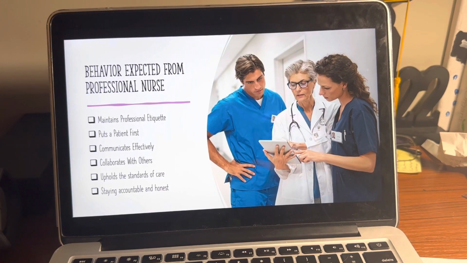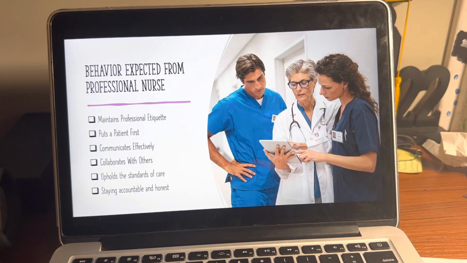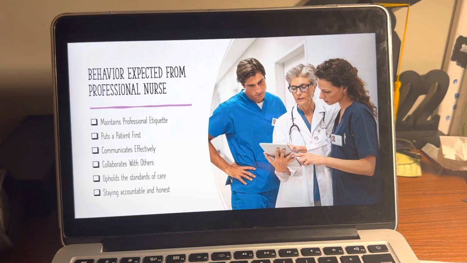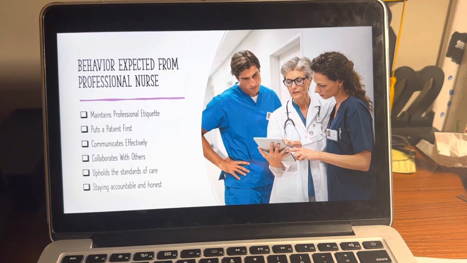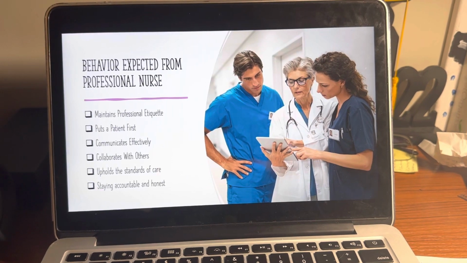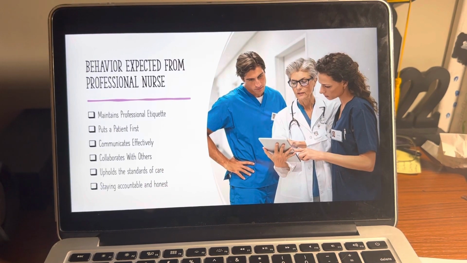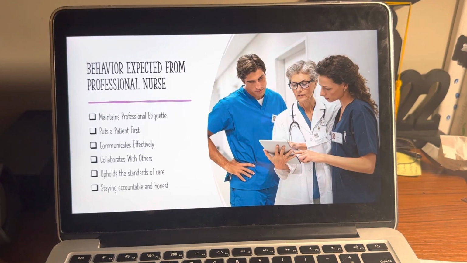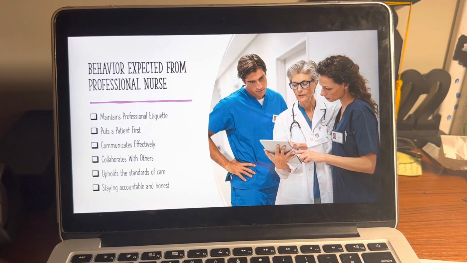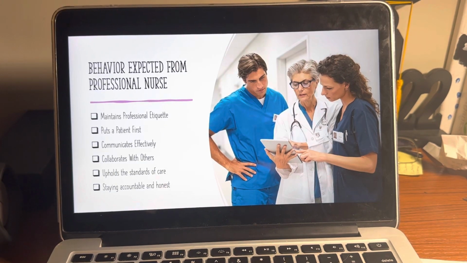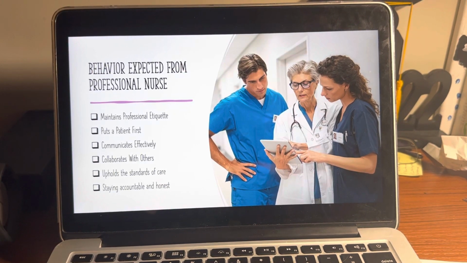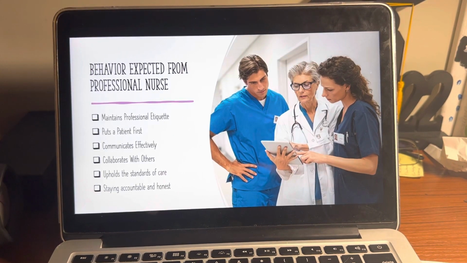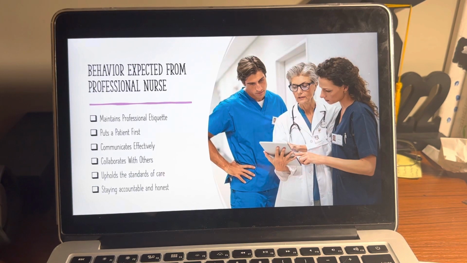Another expectation of a professional nurse that people have is putting the patient first, which means not only to uphold patients' rights, but also to care about how patients feel. Also, a professional nurse communicates effectively and collaborates with others. Working as a nurse means acting as part of a team, so it's important to have a collaborative attitude and value the contributions of others.